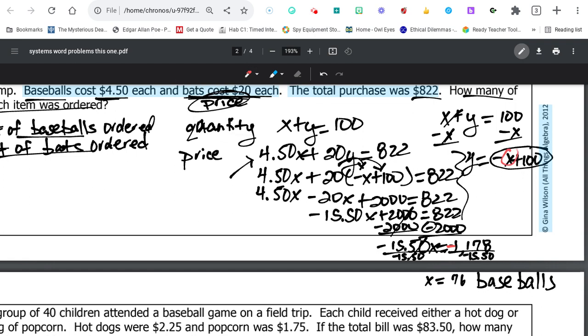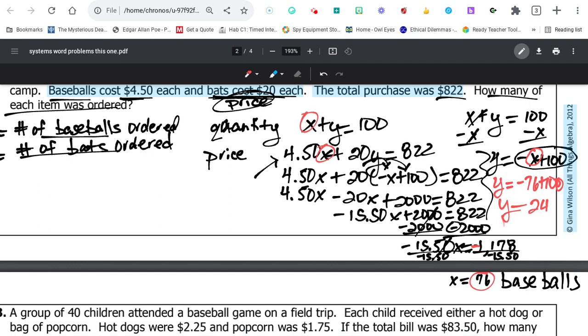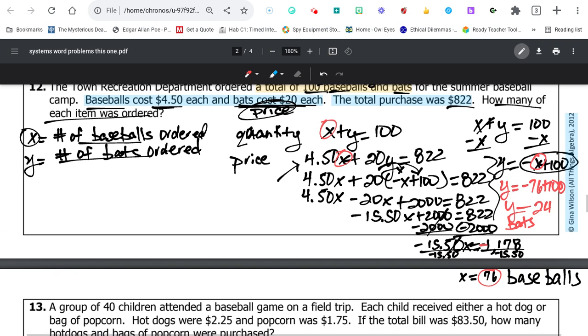I'm going to use this. Okay. I could have used that or I could have used that. Just find an X and change it to 76. I'm going to use this one. Y equals negative 76 plus 100. So Y, what is 76 minus 100? 24. Okay. So 24 bats were ordered. And that's all you do.